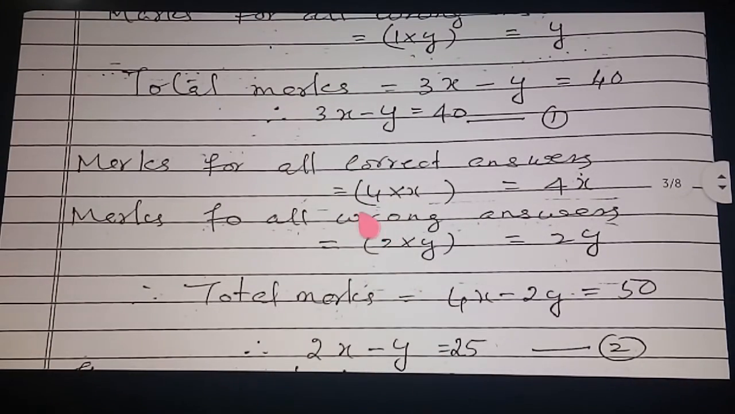In the same way, condition number 2, see. For correct answers, how many marks are given? 1 correct answer, 4 marks. How many correct answer questions are there? X. Therefore, how many marks? 4x. And for wrong answers, how many are lost? 2 marks lost. So how many wrong answers are there? Y. So y into 2, 2y. At that time what's the total mark got? 50. So what is the equation coming?